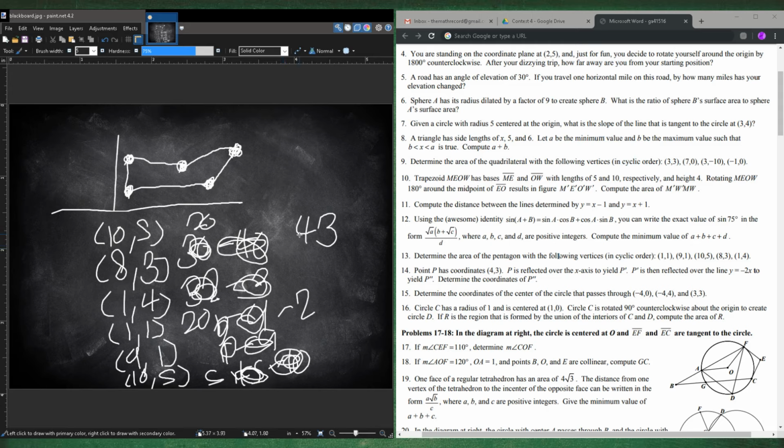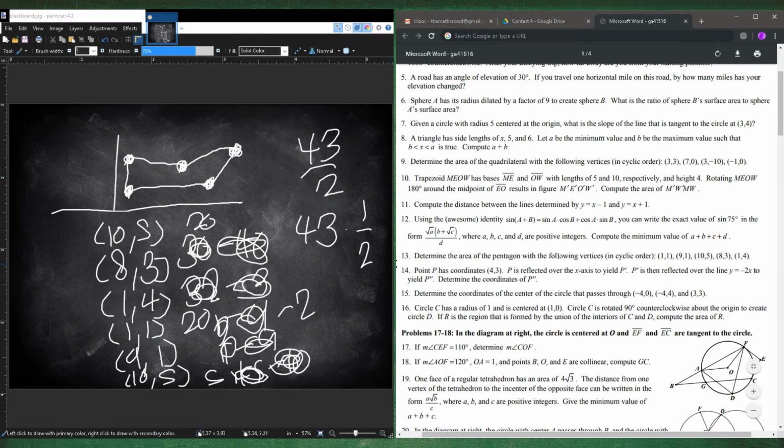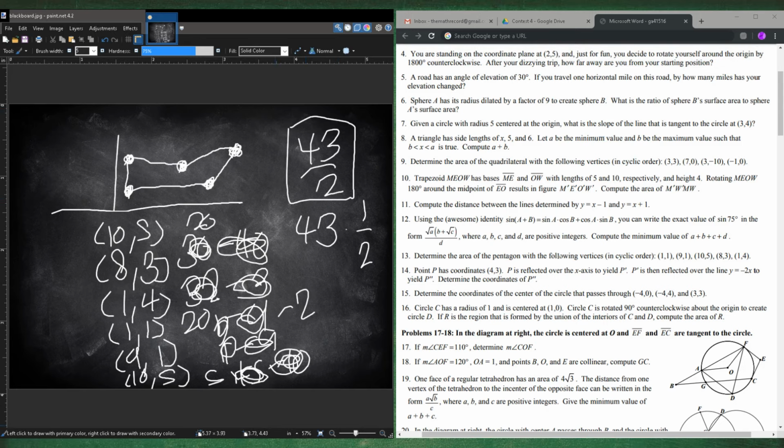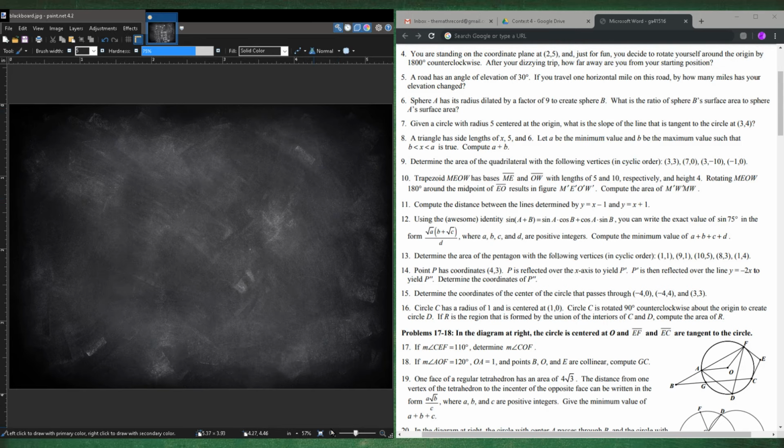And whatever is remaining, just multiply by 1/2 and you get the area. So the area is just 43 over 2. So for number 13, the answer is 43 over 2. Okay.